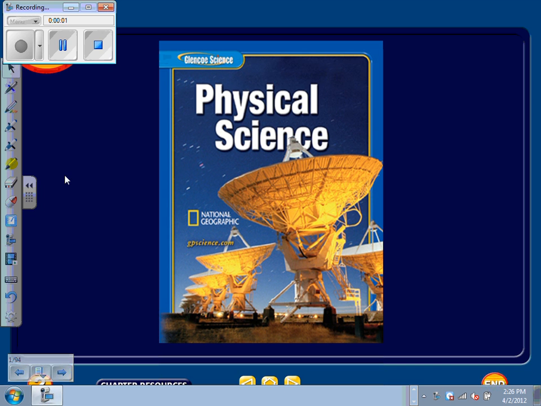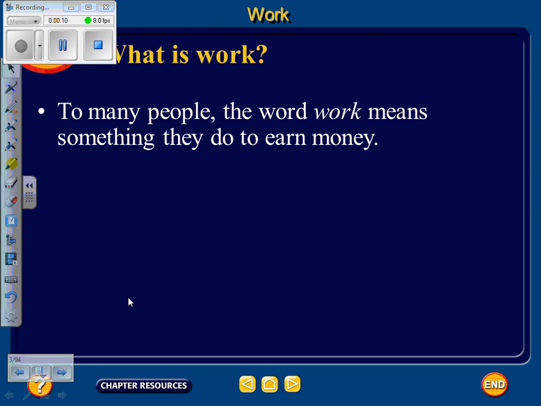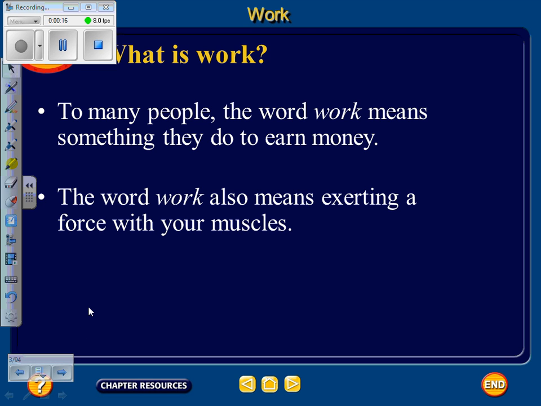Lecture notes for Chapter 5 on work, and we'll start off with Section 1. Section 1 deals with work and the definition of work. What is work? To many people, the word work means something you do to earn money. The word work also means exerting a force with your muscles.